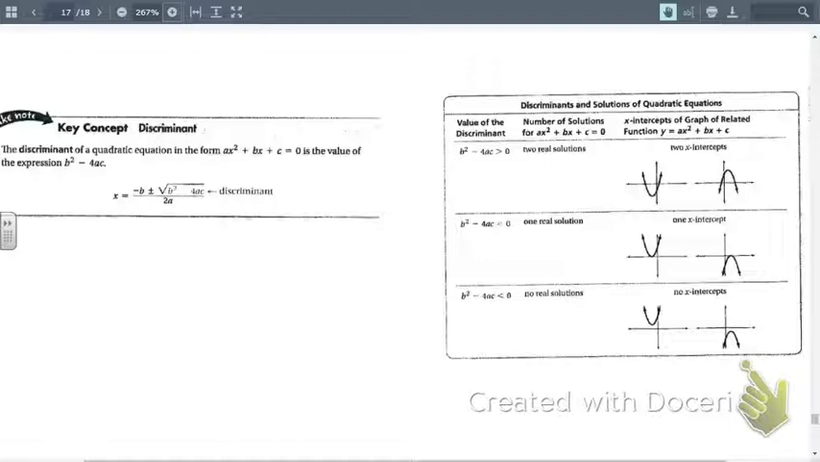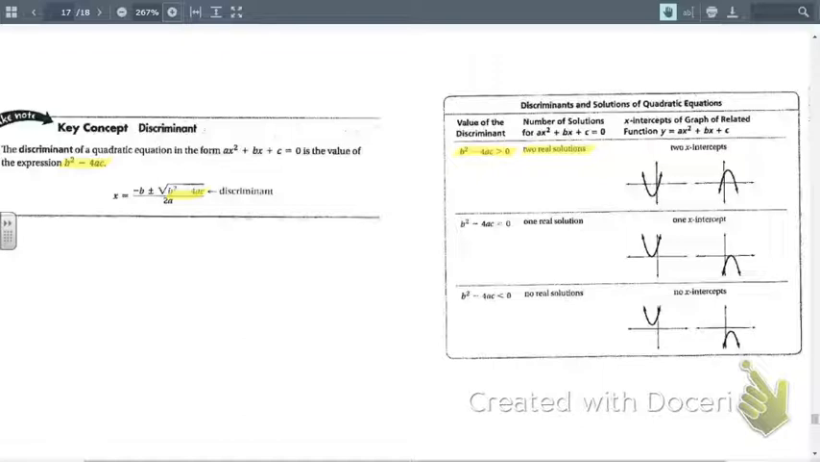Alright, the next part of this lesson is on the discriminant. The discriminant is just the b squared minus 4ac found underneath the square root, and it tells us some things if we evaluate it. So when b squared minus 4ac is greater than 0, you're going to have two real solutions. And we saw that with the first example problem that we did.